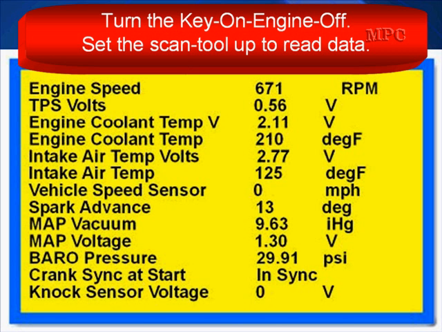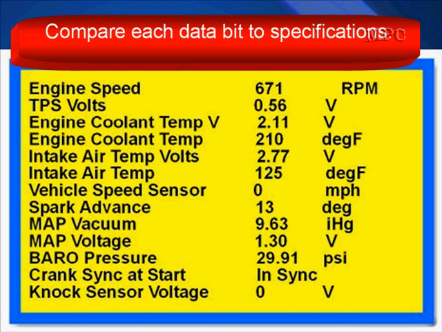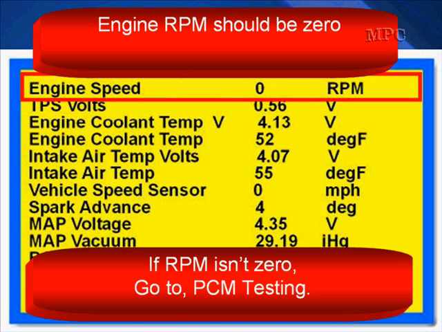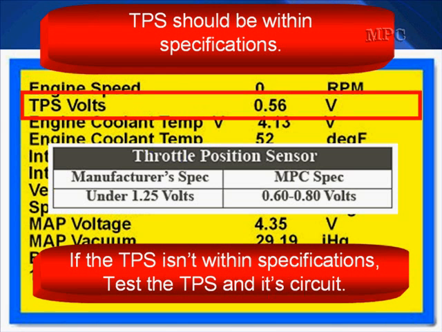Turn the key on, engine off, set your scan tool up to read data. And then we're going to compare each data bit to specifications and see which one is out of spec. Engine RPM should be 0. If it isn't, go to PCM testing.